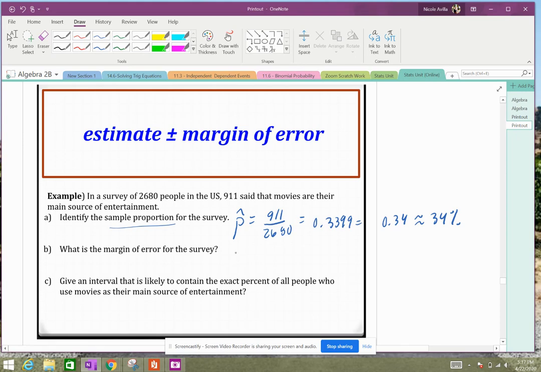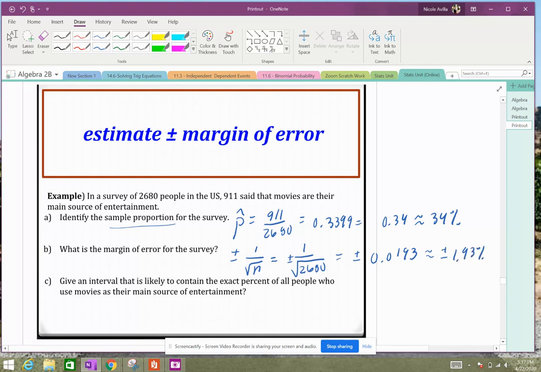So now, what's the margin of error? The margin of error is plus or minus 1 over the square root of n. In this case, my n, being my sample size, is the 2,680. Notice it's not just the 911. 911 are the ones that specifically answered about movies being their main source of entertainment, but the sample is all people or things that information was collected from. So I do plus or minus 1 over the square root of 2,680, and I'm going to get 0.0193. So I could say that's about plus or minus 1.93%.